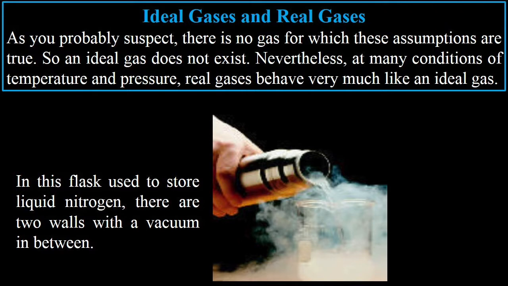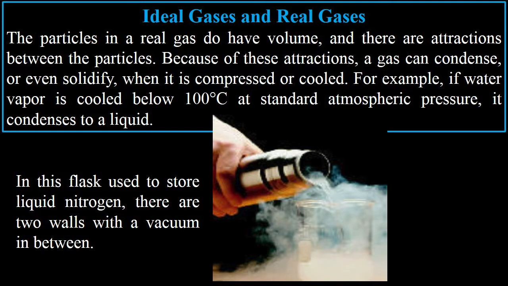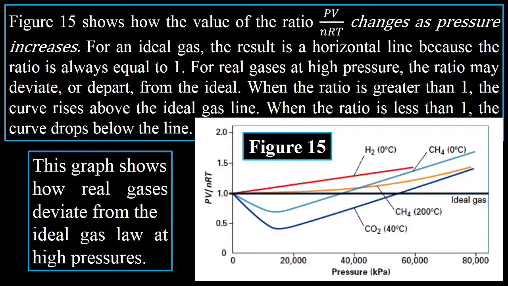Nevertheless, at many conditions of temperature and pressure, real gases behave very much like ideal gases, especially around and on Earth. Within reason, gases can act very ideal-like within a certain range of temperatures. The particles in a real gas do have volume, and there are attractions between the particles. Because of these attractions, a gas can condense or even solidify when it is compressed or cooled. For example, if water vapor is cooled below 100 degrees Celsius at standard atmospheric pressure, it condenses to a liquid. So, that's proof that it is not ideal, but it is real.